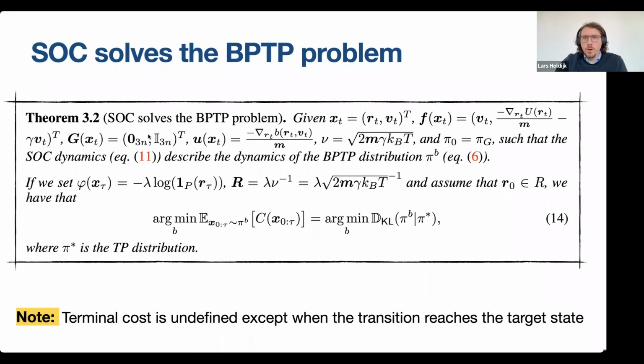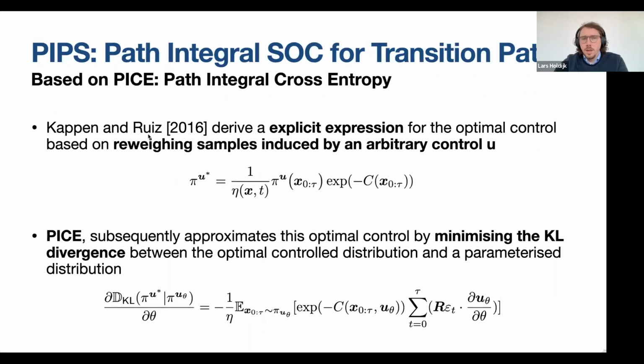So in the work, we propose a method called PIPS, which uses this insight of stochastic optimal control theory, providing a solution to the transition path problem based on work from Kappen and Ruiz. We derive an explicit expression for this optimal control, which is based on re-weighting samples induced by an arbitrary control U. I don't want to go into too much detail here because it takes away from the main topic of the work.